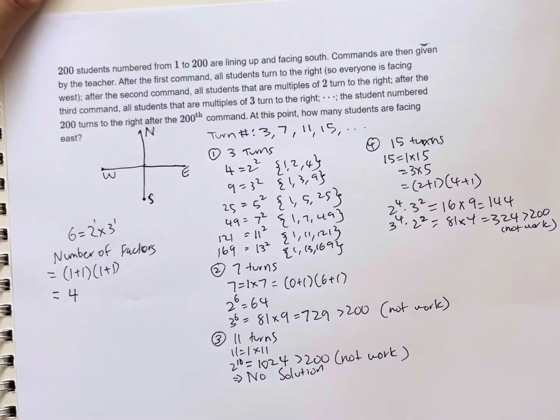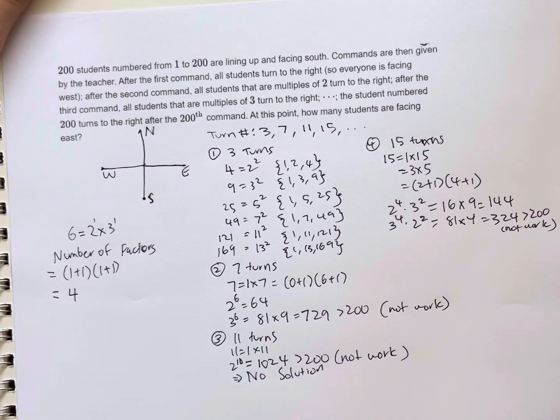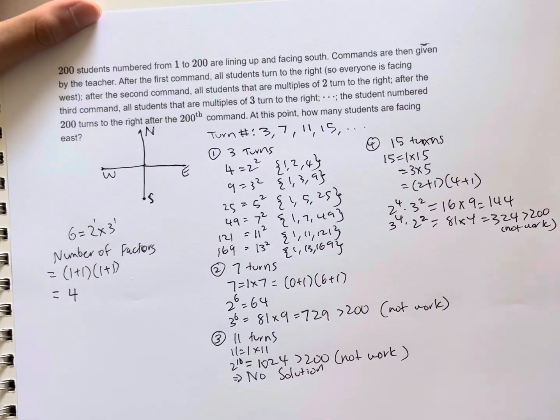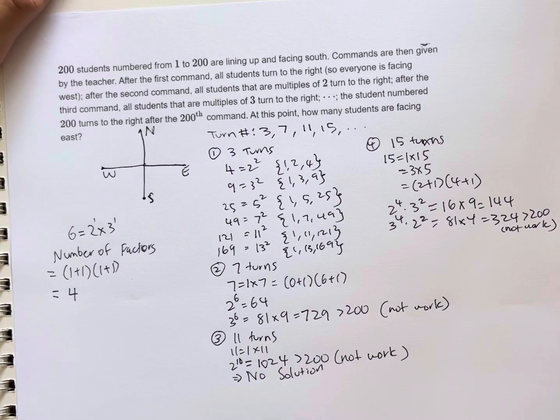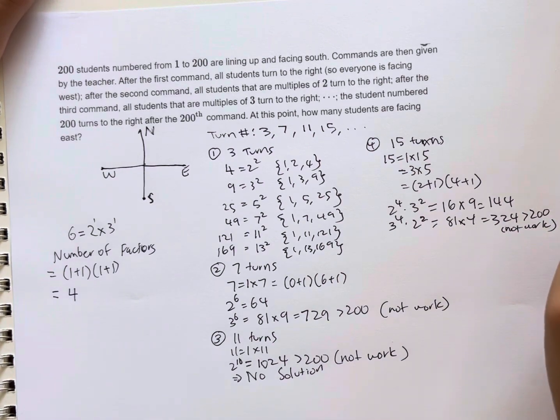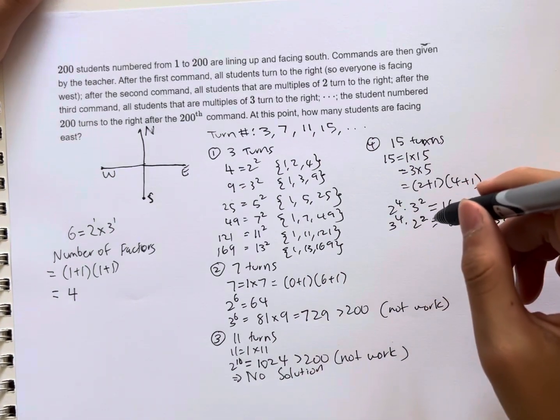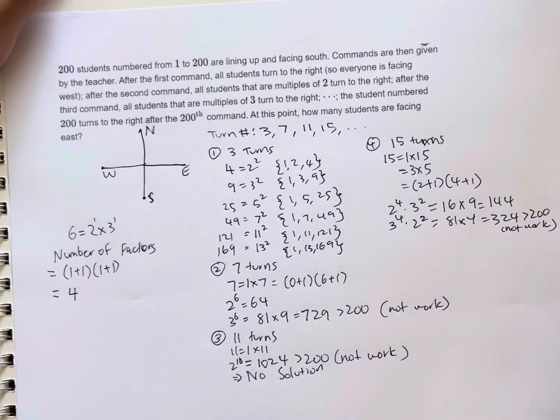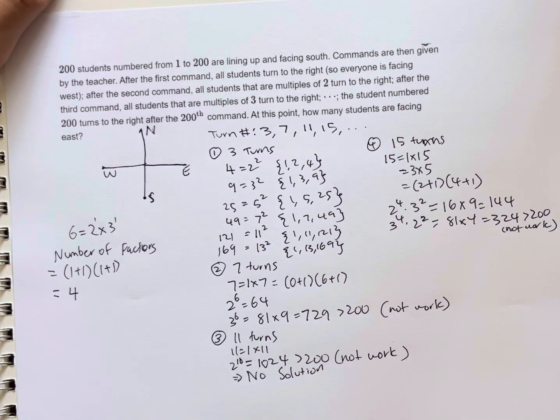And then starting from the fifth one, it will be 15 plus 4 equals 19 factors. Well, starting from that, the numbers get too big. Because already from 15, we have shown that any composite number past this will not work, since 3 to the fourth power times 2 to the second power is already larger than 200. So any number past 15 will not work, prime or composite.